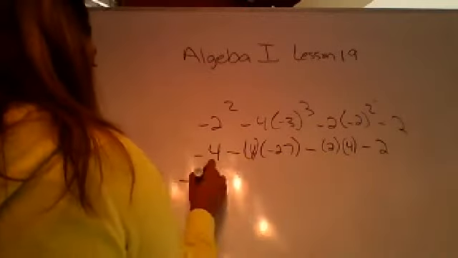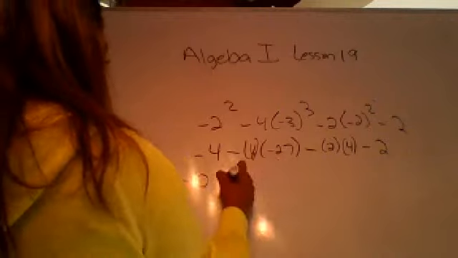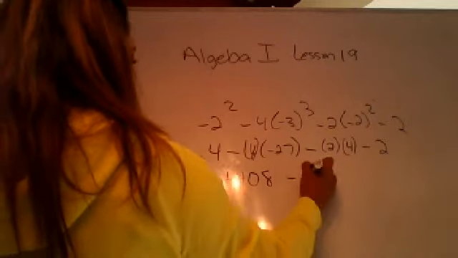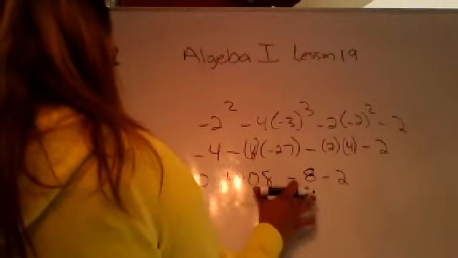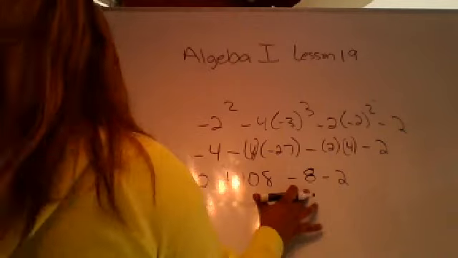So now we just keep going. Minus 2. Negative 4 times a negative 27. That's going to give you a positive 108. Negative 2 times positive 4 is a minus 8. Minus 2. And then you've got here 10. These two equal 100. Minus 4.